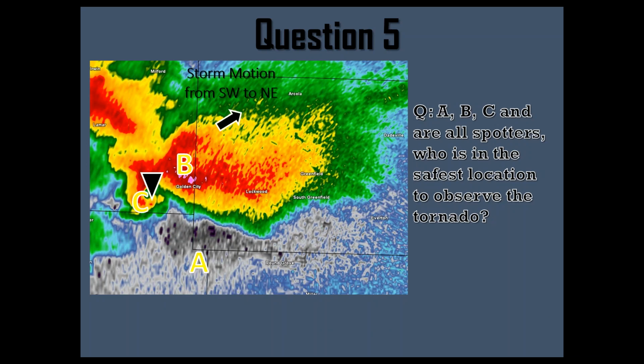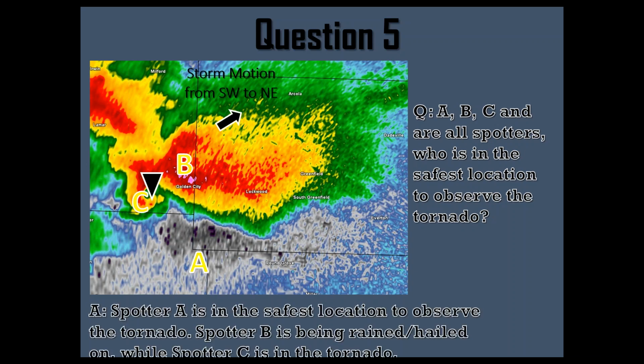Here's one. You've got a storm that's moving from southwest to northeast. You've got A, B, and C. They're all spotters. Who's in the safest location to observe the tornado? A. Yep, A is it. B, they're going to get nothing but rained and hailed on. They'll probably have some pretty good hail reports, but probably not the best view of the tornado. C is likely in the tornado, experiencing some probably pretty bad conditions.